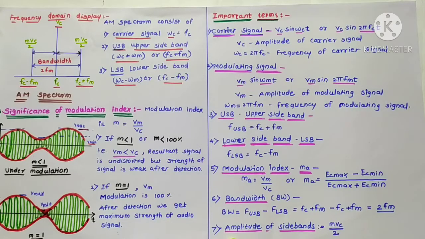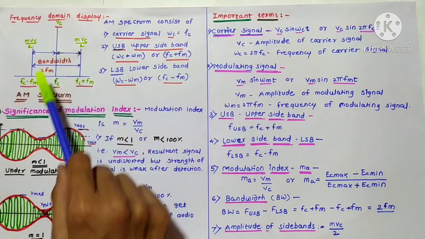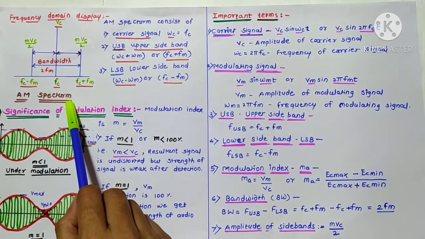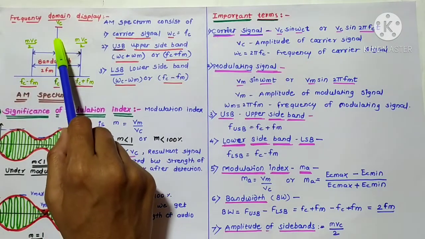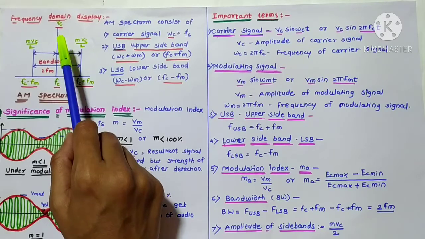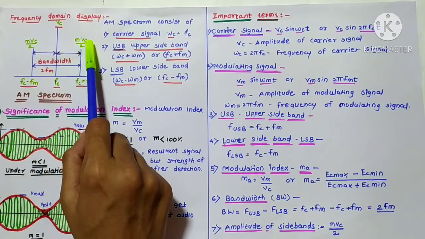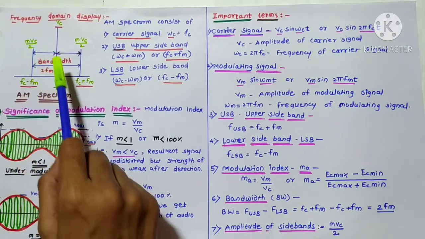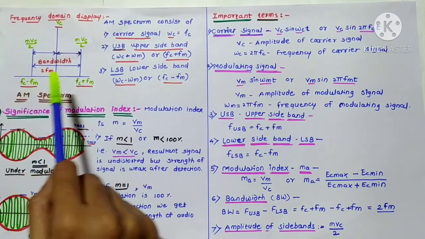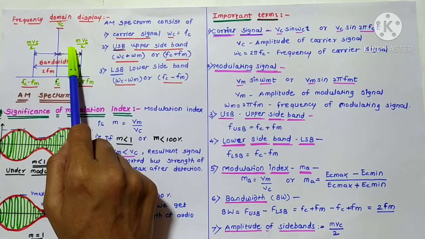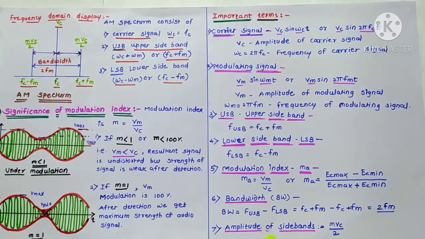At last, we know that from this frequency spectrum of amplitude modulated signal, amplitude of the carrier is Vc, frequency is Fc, and here amplitude of sideband is given. It is same for LSB and USB, that is MVC by 2. So amplitude of sideband is given by MVC by 2.